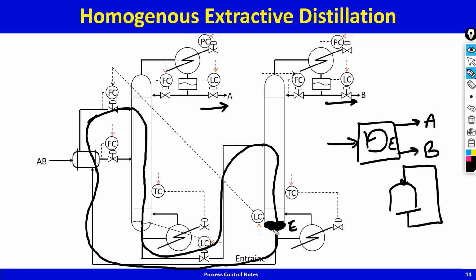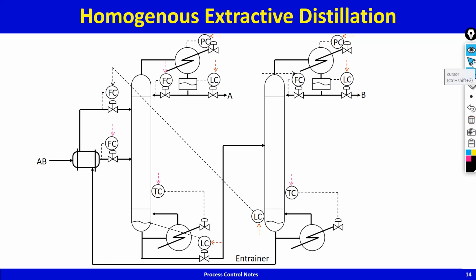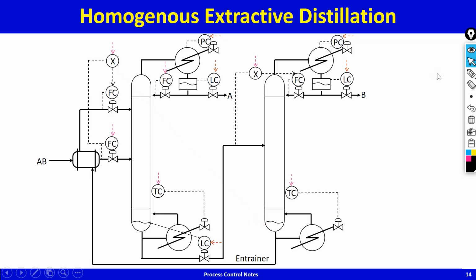And if I adjust the bottoms rate, it is going to come back in, and so there is no cause and effect relationship between the entrainer rate and the bottoms rate, entrainer level and the bottoms rate, and so the level at the bottom should not be controlled. So the level at the bottom of the solvent recovery column should not be controlled. So you see, this level controller should not be there.